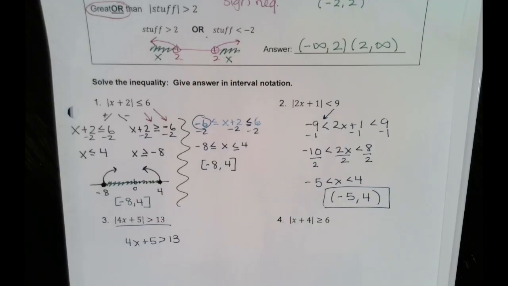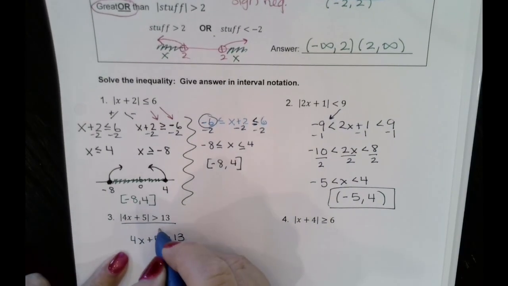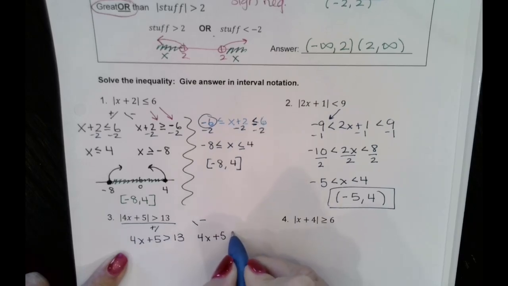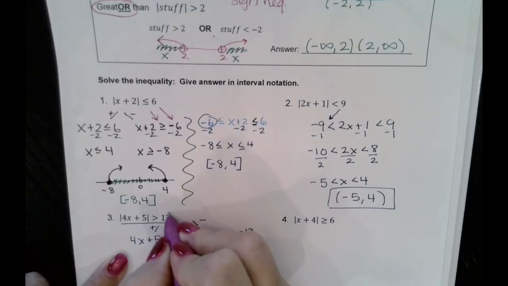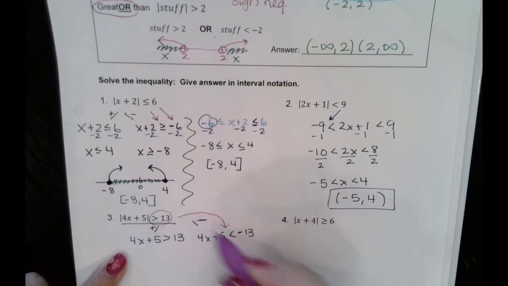Okay? All right, now let's go down here and do this, this greater than. So when I do a greater than, I'm going to separate this into two. So this becomes my positive. It's exactly the same. And my negative is going to be 4x plus 5 is less than negative 13. All right, so let's look at this. Here's what I had, positive 13. When I come over here to my negative side, it becomes sign change, negative 13.